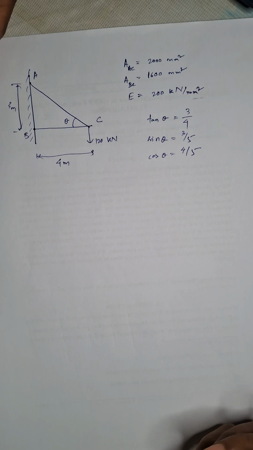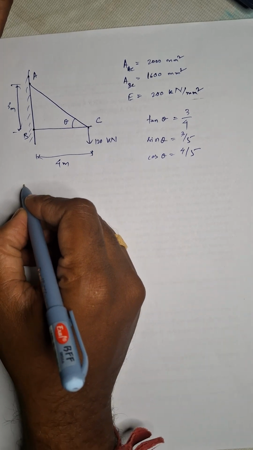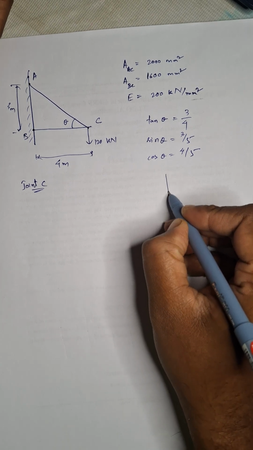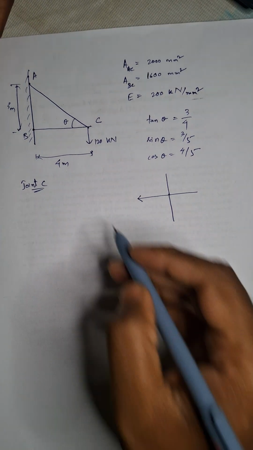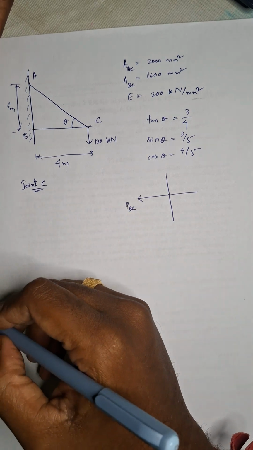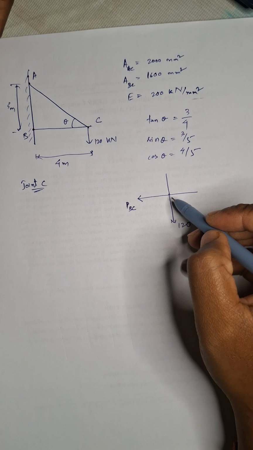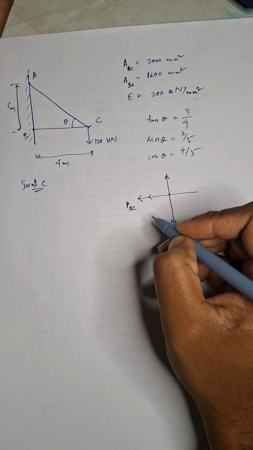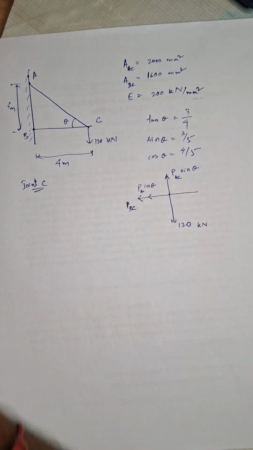To find out the member forces, we have to resolve all the forces in horizontal and vertical direction by considering the joints. Only one joint is there, joint C. If I draw it, there is one member BC, whose member force is P acting this way. The 120 kilonewton force is acting downward, and there is the member PAC at an angle of theta. If I resolve it, the components will be PAC sin theta and PAC cos theta. Now we have resolved it.